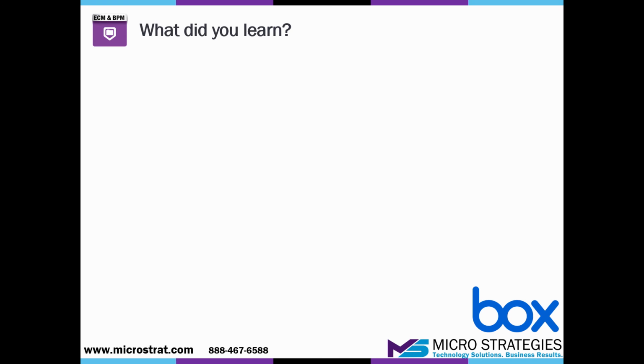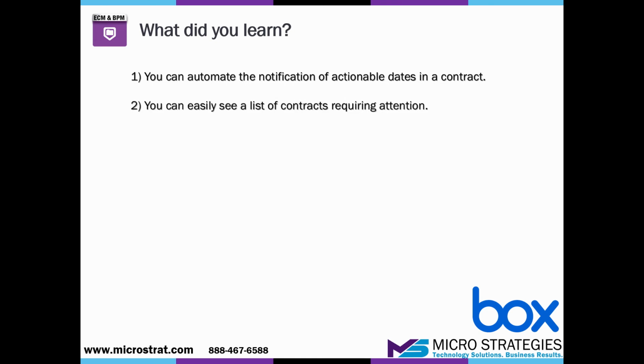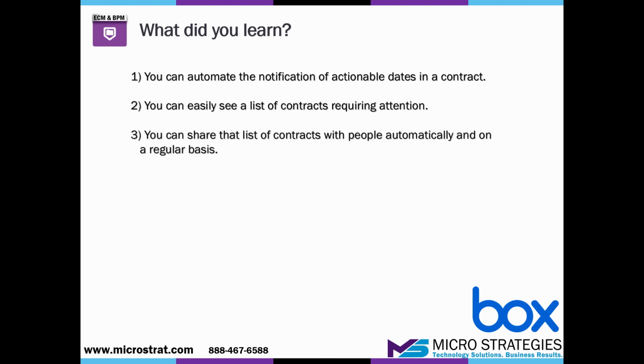So what did you learn? Well, you learned you can automate the notification of actionable dates in a contract. You can easily see a list of contracts requiring attention. And you can share that list of contracts with people automatically and on a regular basis. In other words, be able to have that report of contracts expiring, renewing, whatever, automatically created, dropped in a box, and of course that notification being sent out to everybody so they know what they need to do.